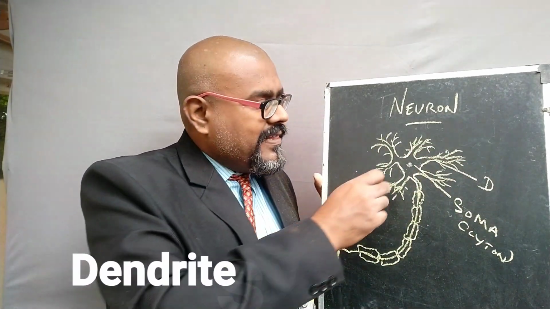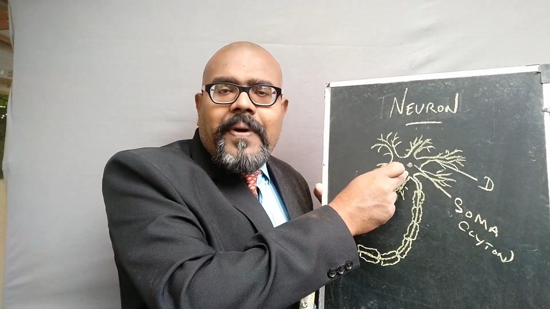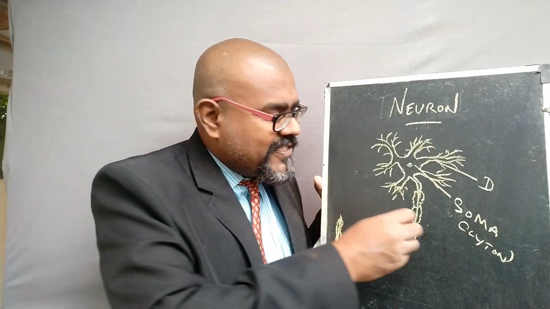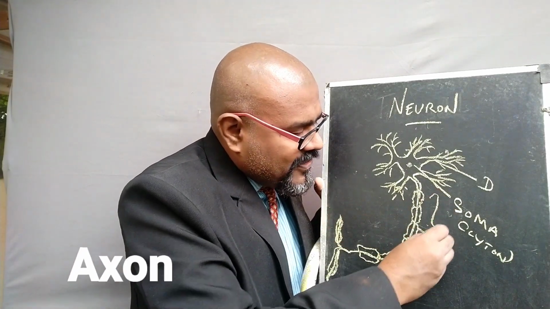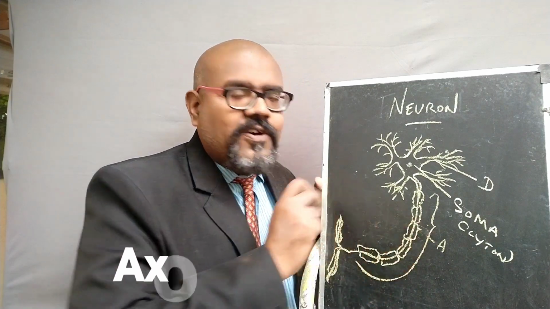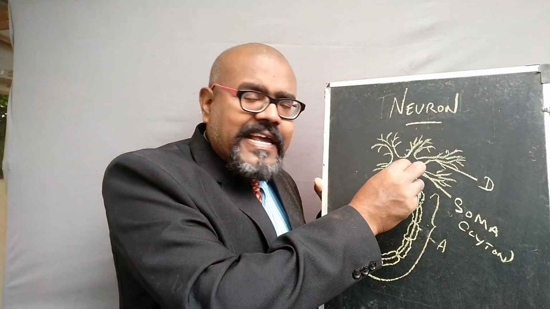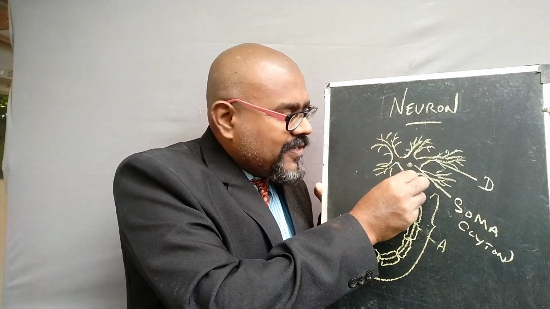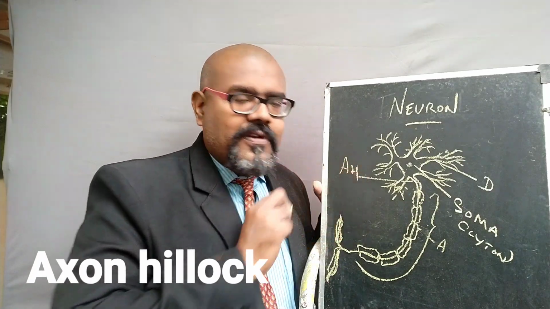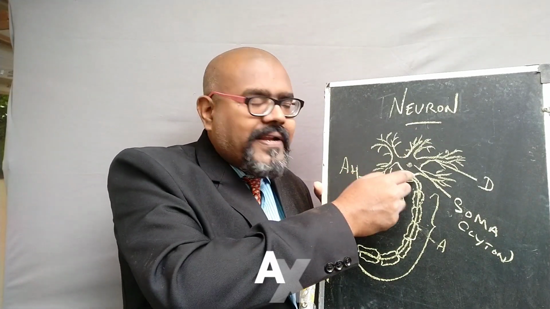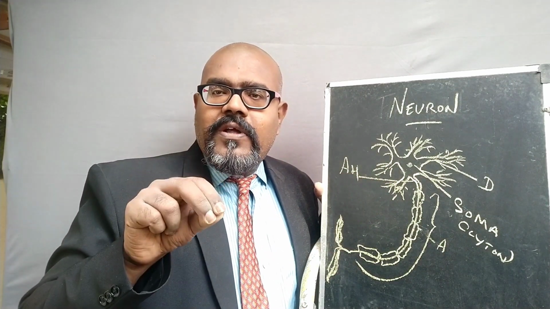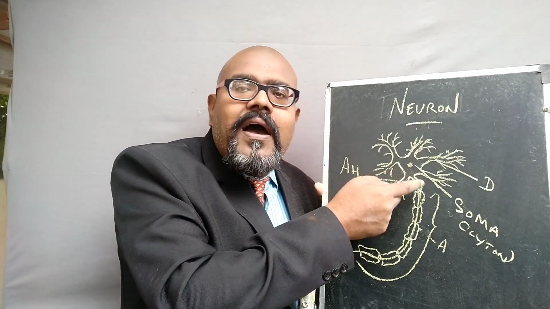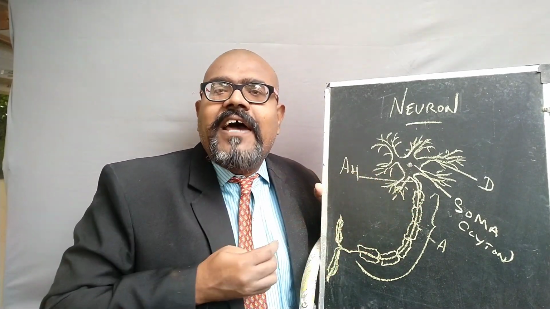Then this compact region projects out over a long distance, and that is called the axon. The full part is called the axon. The region where the axon and the cyton meet is called the axon hillock. The compact region projects out and bulges over. That bulging portion, or the meeting portion between the soma and the axon, is called the axon hillock.